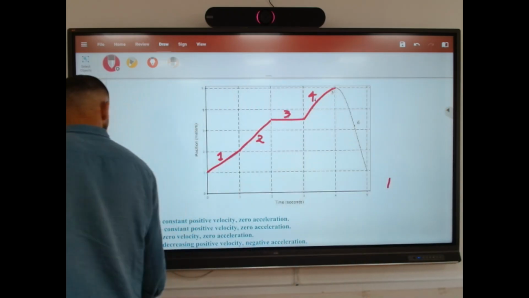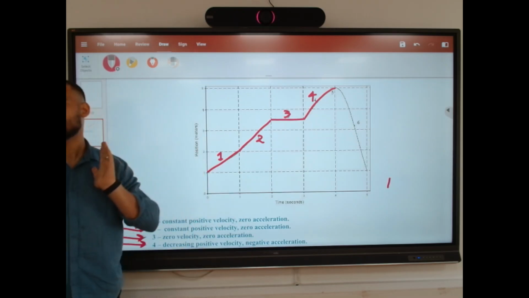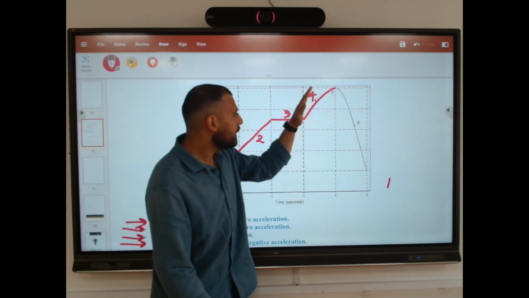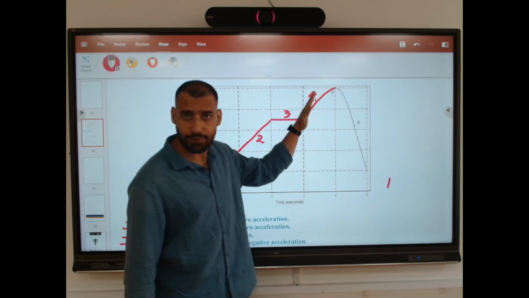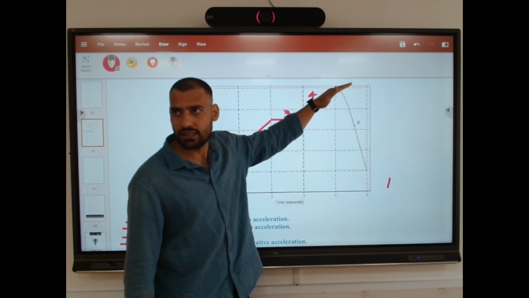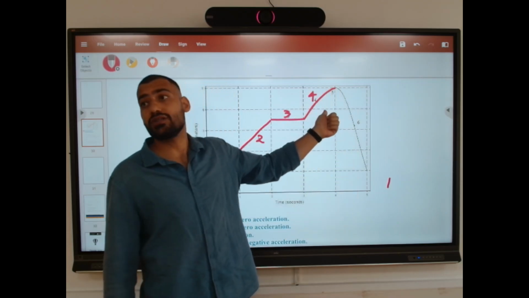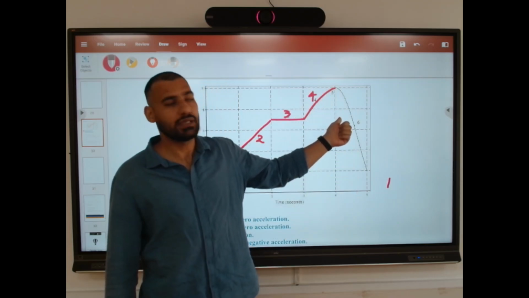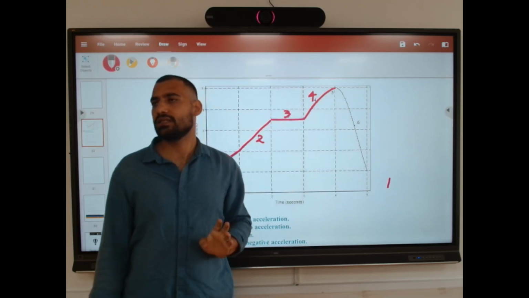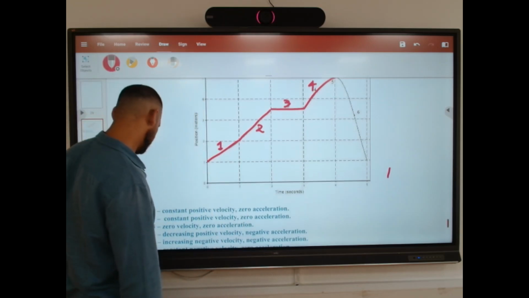See, in the fourth part, here it is decreasing positive velocity, isn't it? Why decreasing? You need to understand. Because initially the slope was very steep, but as you go up, it's getting less steep, isn't it? So the slope is decreasing, it means velocity is decreasing, but it is still positive. Therefore, it has retardation, negative acceleration. Is that clear? What about point 5?